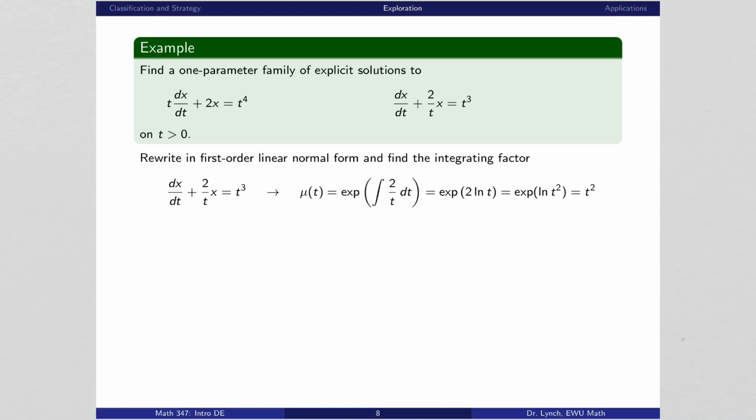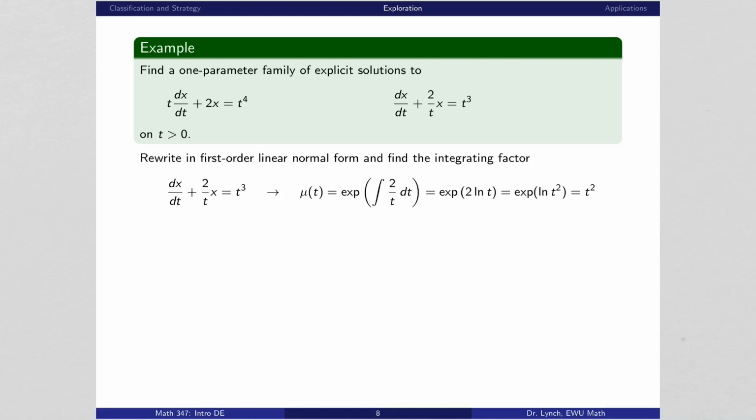dividing through by the function that's the coefficient function of x prime, which in this case is t. So we'll divide through to ensure that we just have a 1 for the coefficient function of x prime, and we can use that coefficient function of x to compute our integrating factor. So in this case, the integrating factor is the exponential of the integral of 2 over t dt.